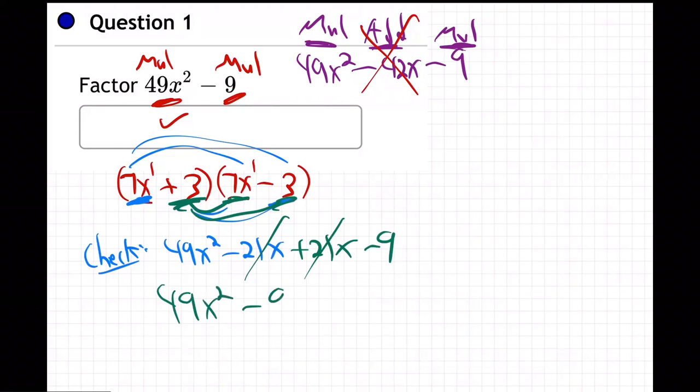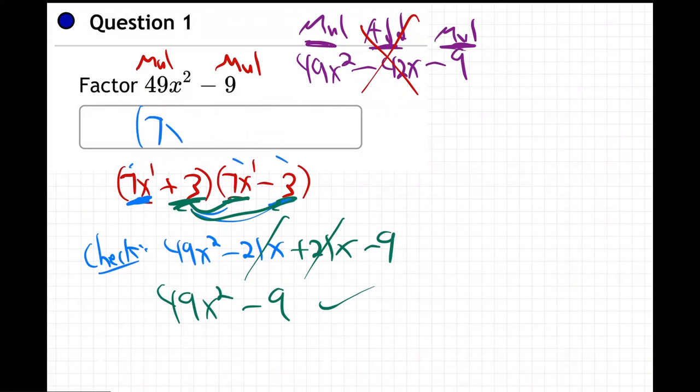So the answer really is 49x squared minus 9. Check. It's right. This really is the right answer. So again, this check is not required. This is not part of the answer. It's not something you really have to do. I just wanted to show you that it's really right.